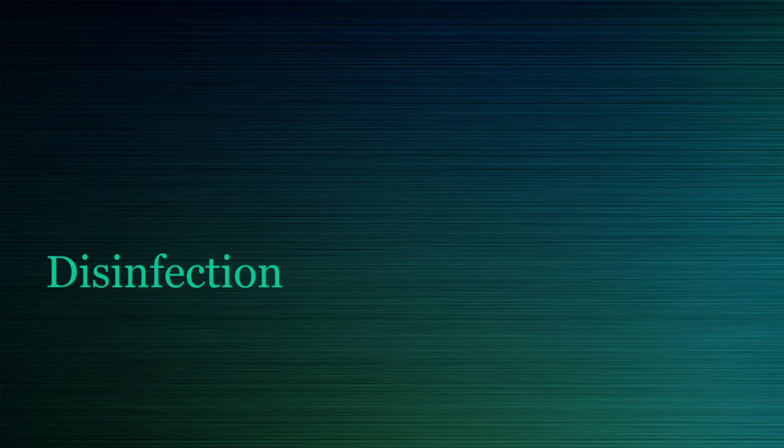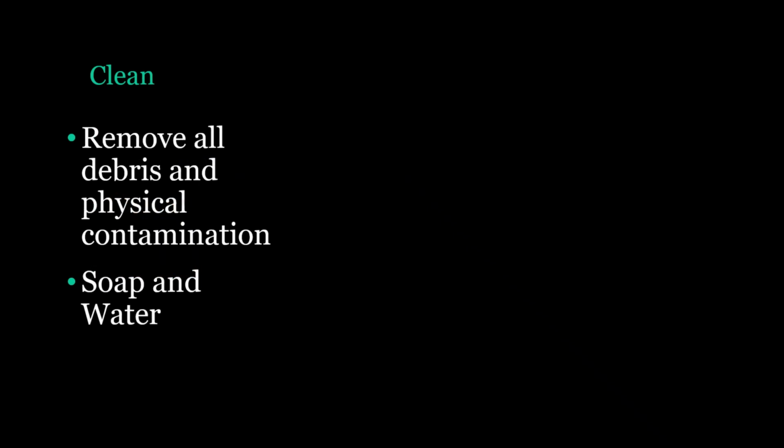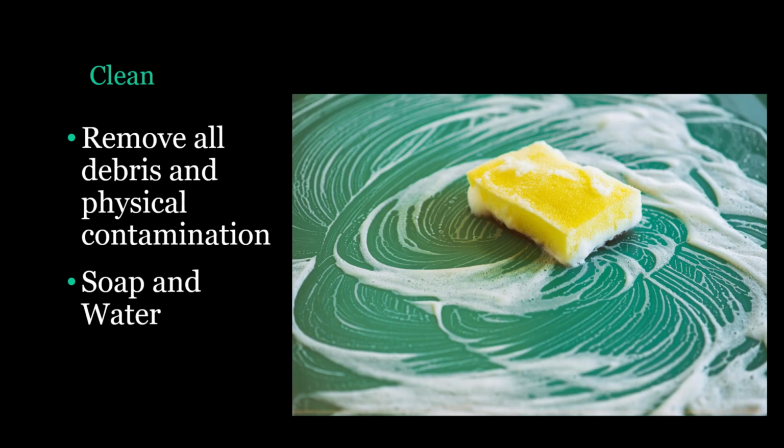Let's move into disinfection. This is how we keep surfaces clean. Disinfection is the destruction of pathogenic bacteria, viruses, and other kinds of microorganisms by physical or chemical means. It's not complete sterilization. We need to clean the surface, wipe it up, before we apply disinfectant. So it's two separate stages. We want to remove all of the debris and physical contamination, so this might be blood or tissue or spilled chemical.